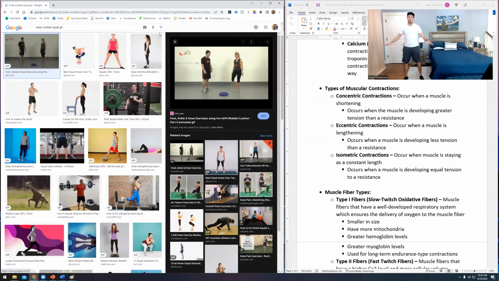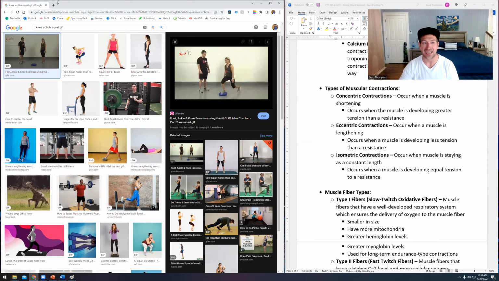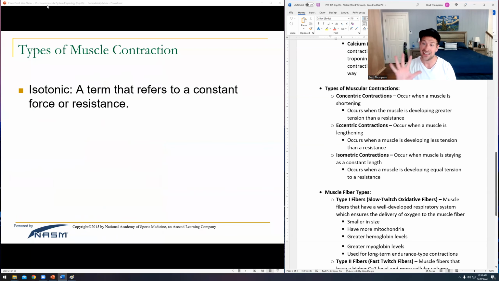You see people wobble a lot, or think about when you're crunching, sometimes you get that quivering sensation, right? That's your body trying to figure out exactly how much force to generate to get you to stay in place. It's trying to figure out how to make a stabilizing isometric contraction. If I'm trying to stay put, that's an isometric contraction. So a plank, a wall sit, all of that is isometric. It occurs when the muscle is developing an equal amount of force to the resistance, right?